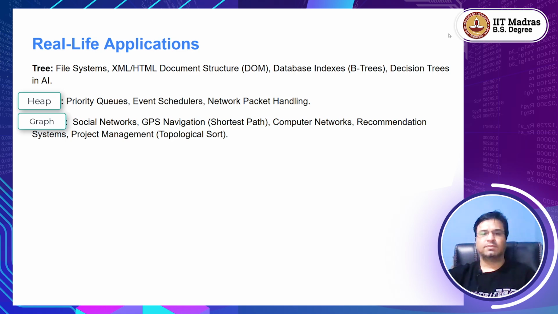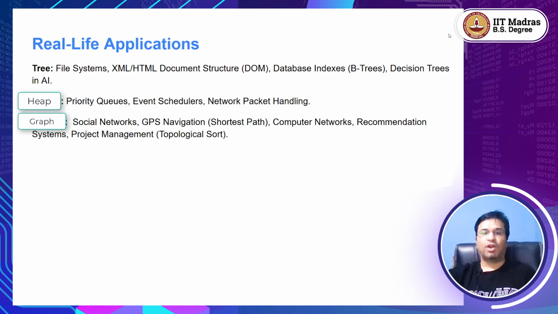Database indexes. Databases use a specialized tree called a B-tree to efficiently index and retrieve data, allowing for very fast searching on large data sets. Decision tree in AI. In machine learning, decision trees are used for classification and regression, where each node represents a decision based on a feature.